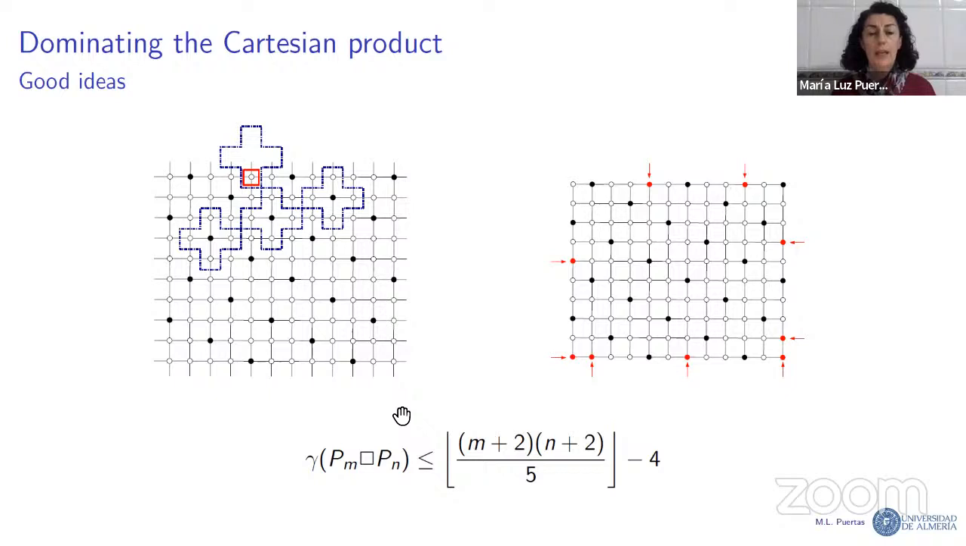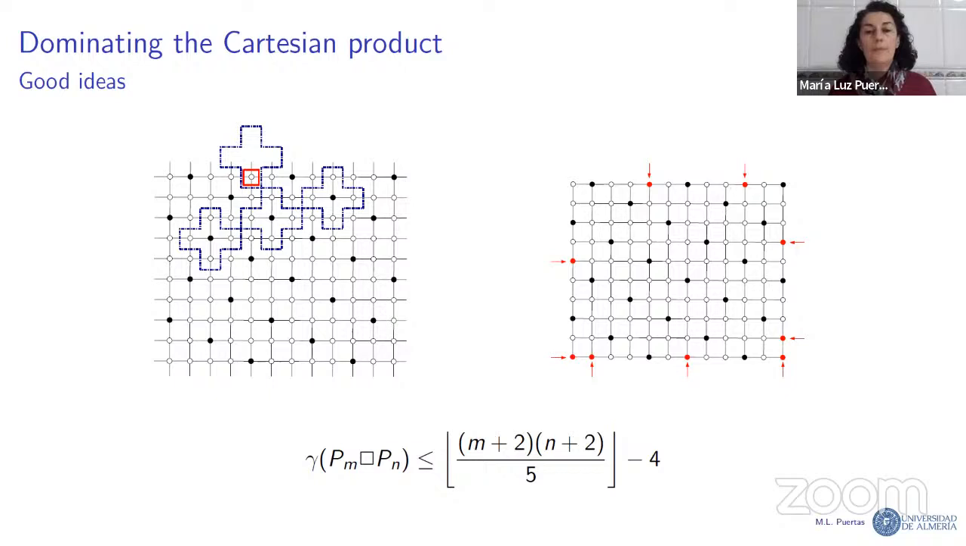And the idea of Chang was, okay, if we have an infinite grid, and you put here this kind of pattern, you have one vertex and the four neighbors, you can dominate the infinite grid with no overlapping between the neighborhoods of the vertices of the dominating set. So if the graph is infinite, indeed, you have the number of vertices over five.